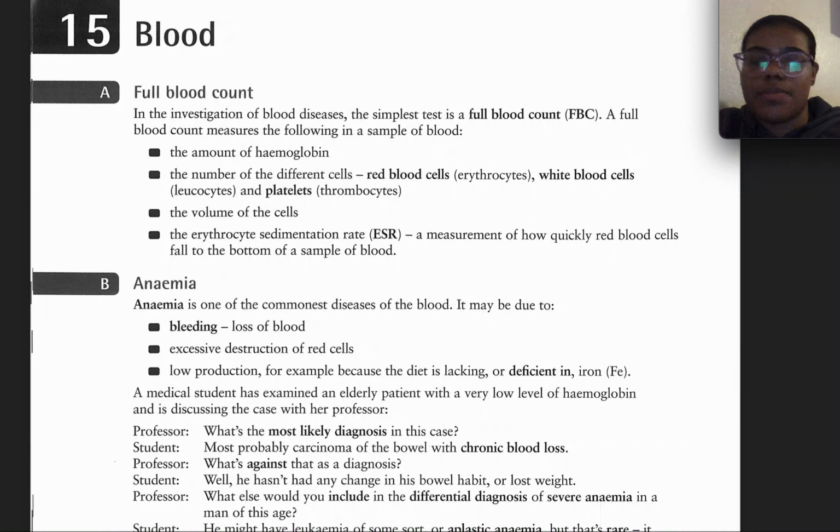Chapter 50, Blood. A. Full blood count. In the investigation of blood diseases, the simplest test is a full blood count.